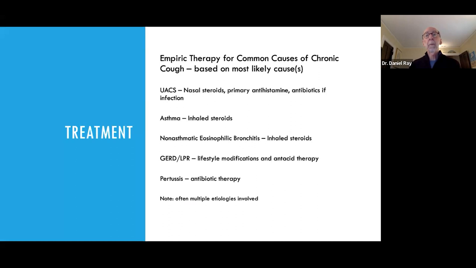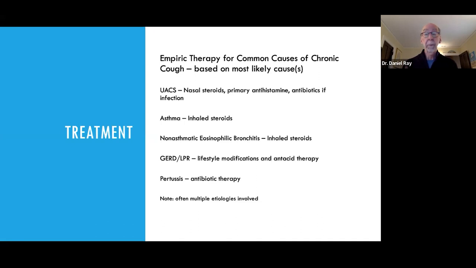So what are the therapies for cough? Well, they're actually pretty limited. We don't have a lot to treat with. For upper airway cough syndrome, usually it's a combination of nasal steroids and a first-generation antihistamine. The first-generation antihistamines are much stronger and work much better. We need to figure out, if we shut down the inflammation, does the cough go away? So we use the nasal steroids plus the first-generation antihistamine. And if we are suspicious of an infection, sinusitis, then we'll treat that with antibiotics as well. We do that for 2 weeks and see, is the cough improved or resolved?